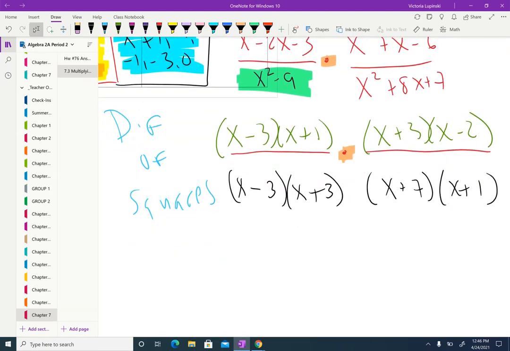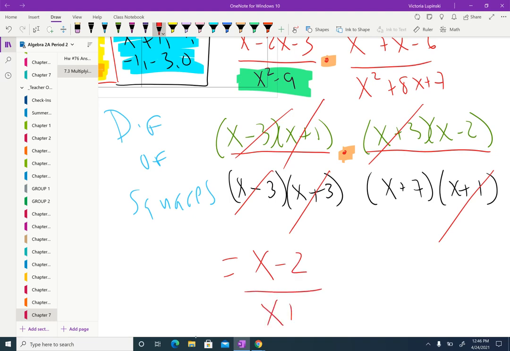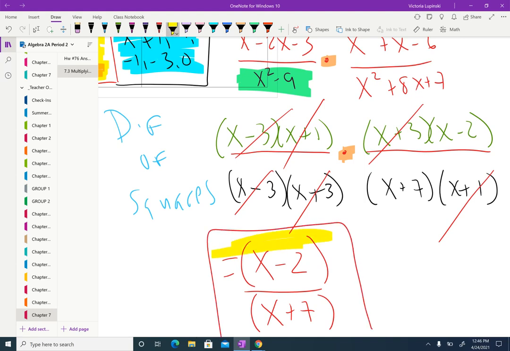Okay, and again, here's the good stuff. You're going to go ahead and try to cancel out as much as you can. So the x minus 3s, the x plus 3s, the x plus 1s. All you're going to be left with in your final answer is an x minus 2 over an x plus 7. And again, I like to put the parentheses to make sure you know that that's it, game over. You cannot reduce those x's. That is not allowed, not now, not ever.